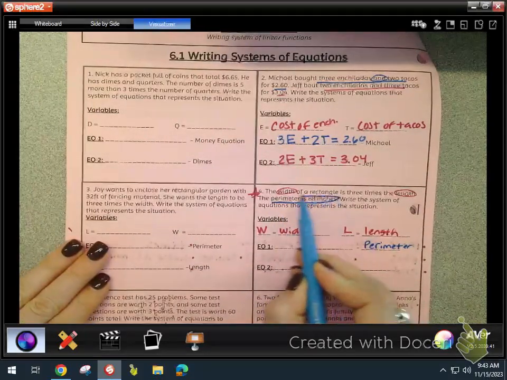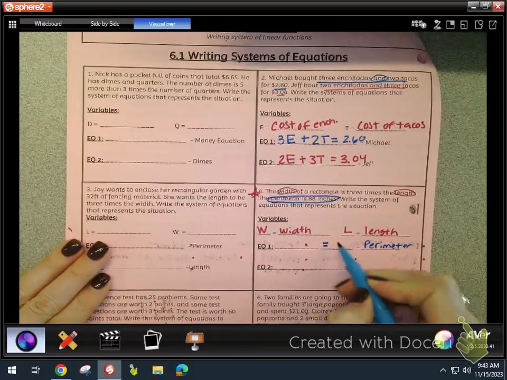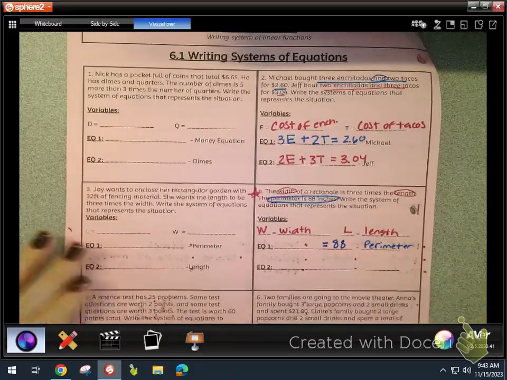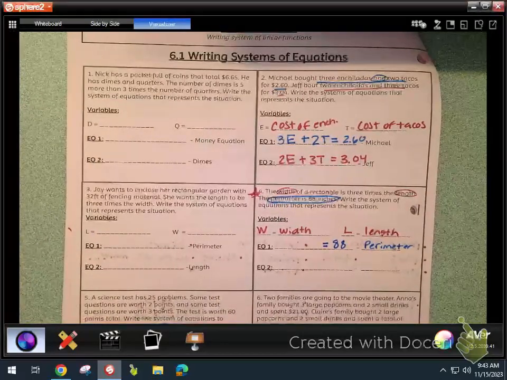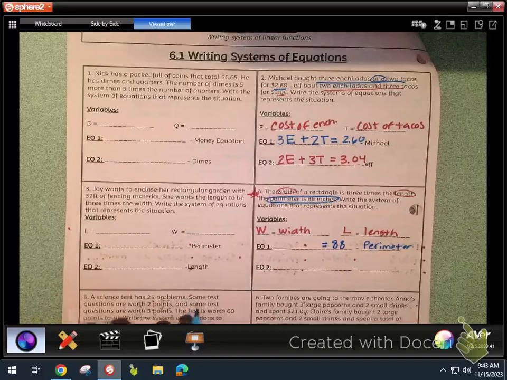88 inches. Okay? So, perimeter is equal to 88. And what is our formula for perimeter? We wrote this on the other page. Flip it back. What was our formula for perimeter? I told you to put a star by it.